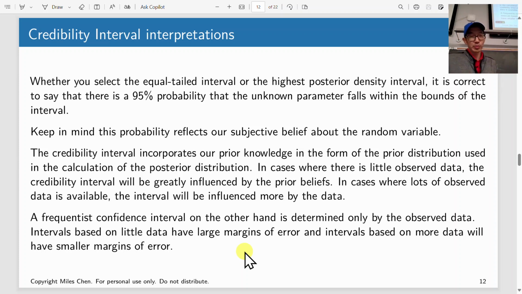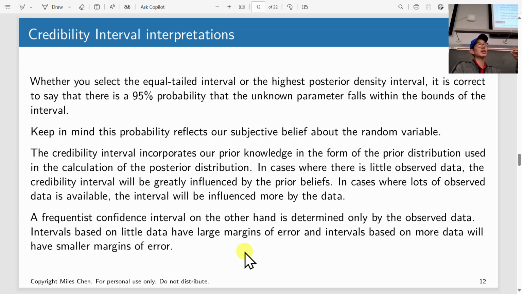Okay, so whether you select the equal-tailed interval or the highest posterior density interval, it is correct to say that there's a 95% probability that the unknown parameter falls within the bounds of the interval. Okay, and again, this reflects our subjective belief about the random variable. And when we say subjective belief, basically we're saying we're combining our prior knowledge, how we decided to model the unknown parameter before we even saw the data.